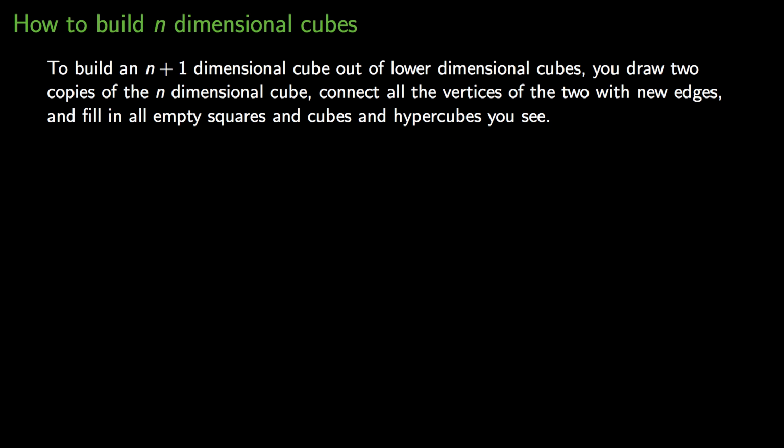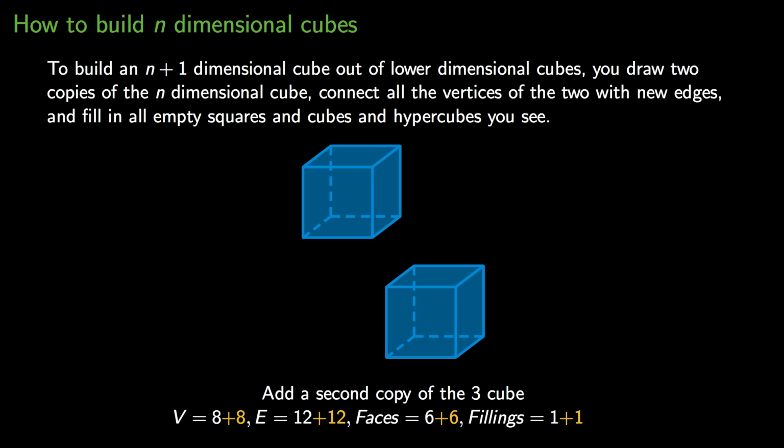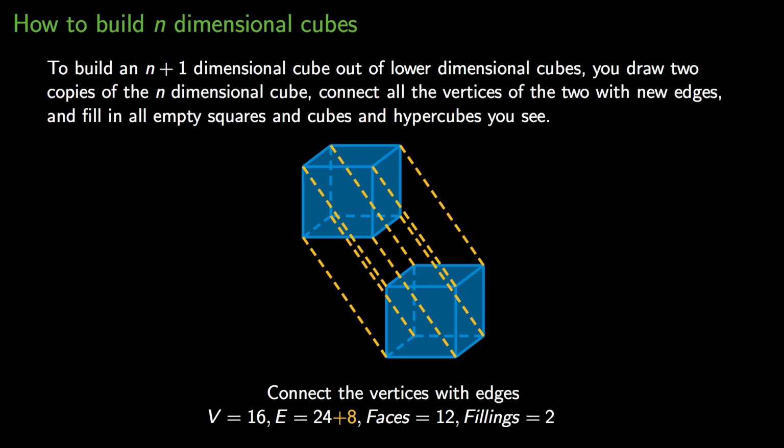cube. You are supposed to draw one copy of the 3D cube, 8 vertices, 12 edges, 6 faces, 1 filling. And then you're supposed to draw a second copy of that cube above, which doubles all of those features. And then you're supposed to connect corresponding vertices from the top cube to the bottom cube using brand new edges. And if you were counting, each of those cubes had 8 vertices, right? And so that actually adds 8 different new edges. And this was a diagram that we saw in the last video. So here we are. We have all of the edges that we need.